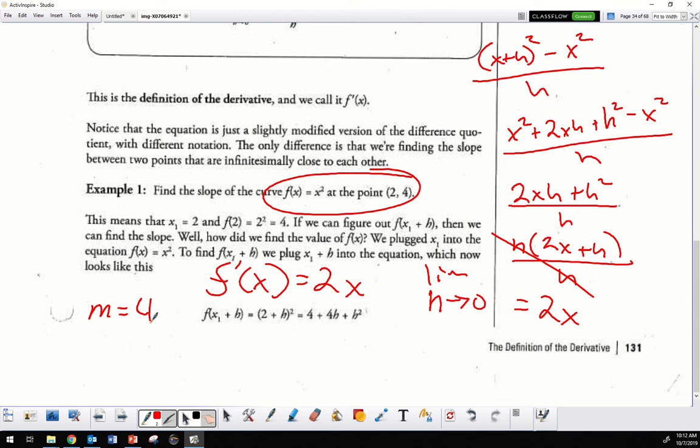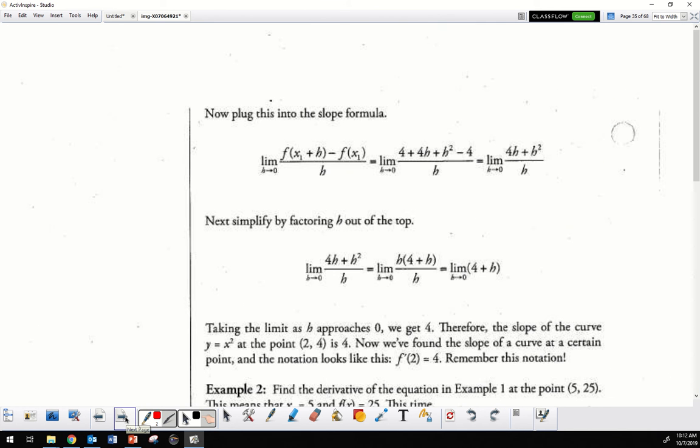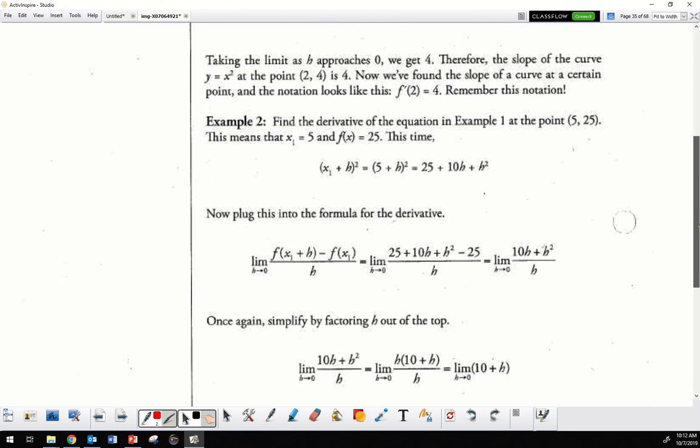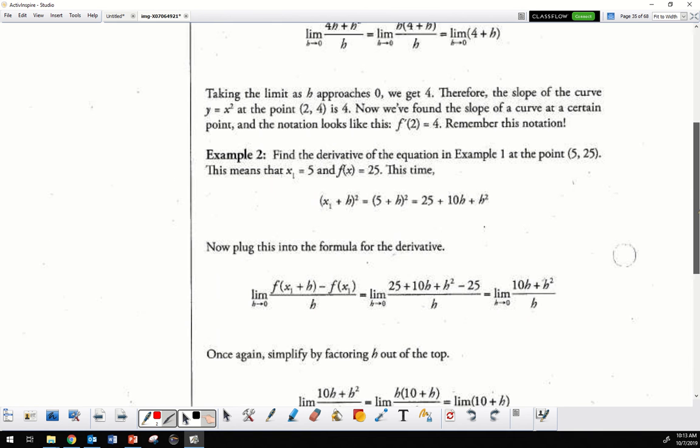So it's a longer method using algebra to get the derivative, but now we have, okay, this is the algebra, but now we have the derivative right there. We came up with 4. Long process. Oh, here's another one.